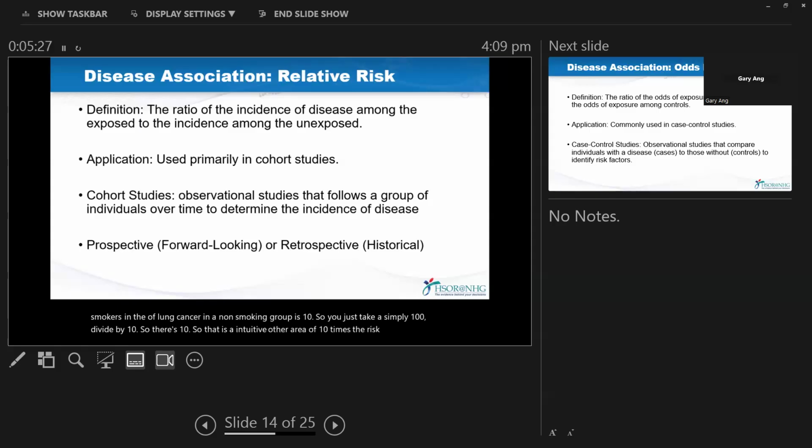So if you smoke, your risk is 10 times. It doesn't mean you definitely get lung cancer. But if you don't smoke, again, it doesn't mean you definitely won't have lung cancer. Just that your risk compared to a smoker is 10 times less.